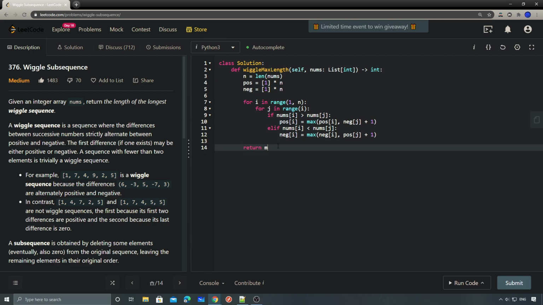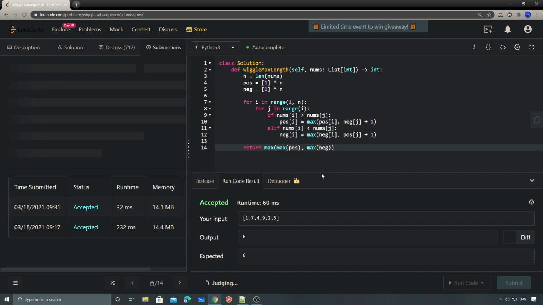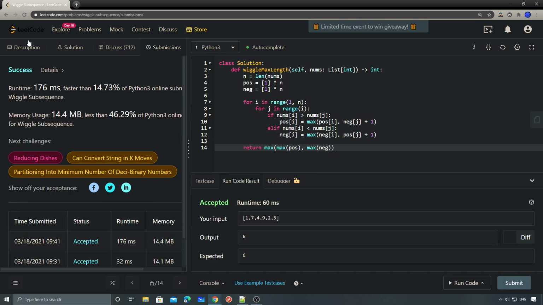So in the end, we return this one. We do a max of dp[i] positive, and then we also do a max of negative, because like I said, I think the longest one could happen at anywhere. I think this should work. Let me try to run this code. Okay, yeah, so this one works.